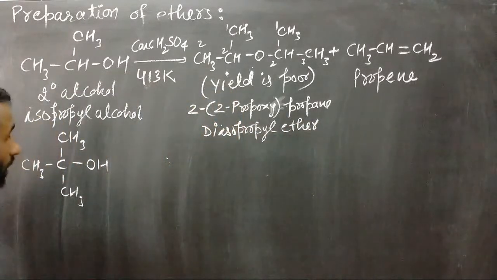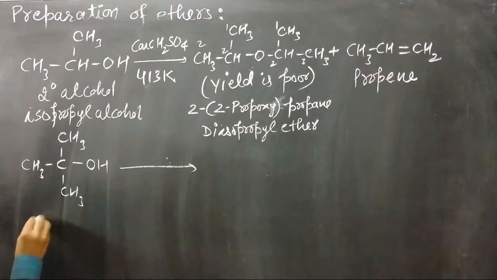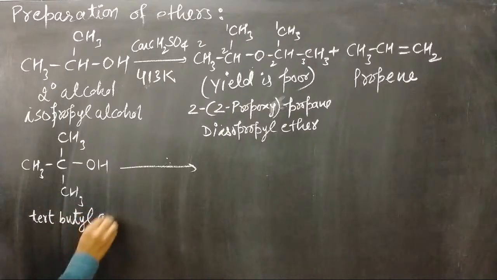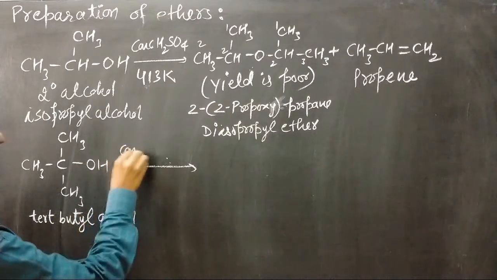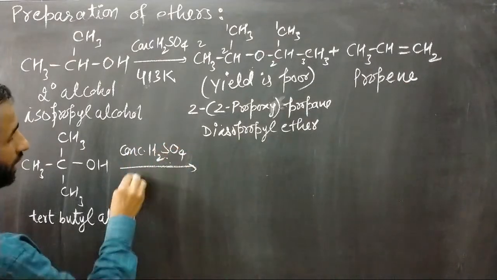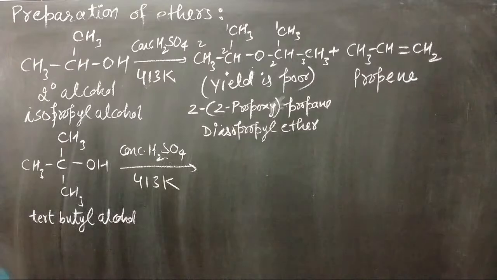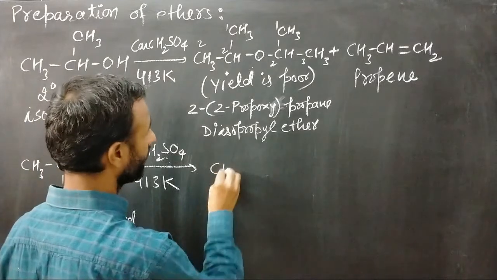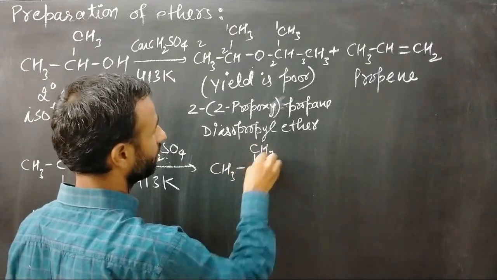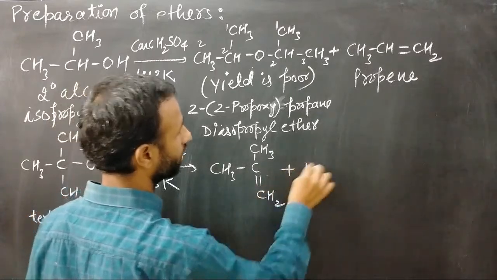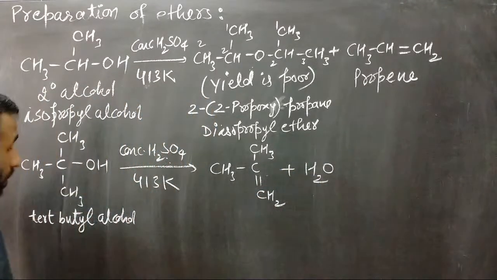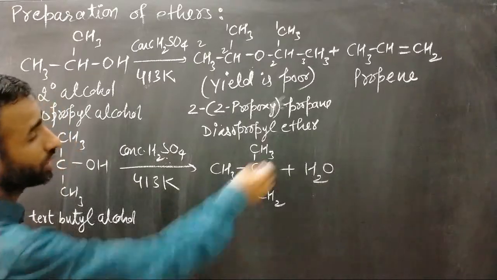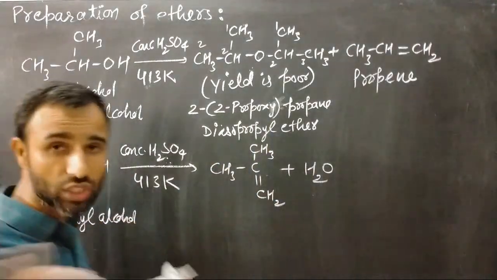Di-isopropyl ether. Now we have tertiary alcohol. This is actually tertiary butyl alcohol. Same conditions at 413 Kelvin. So what is the product formed now? So in this case we get exclusively alkene as the product. Here only dehydration of alcohol takes place and we get ethene. Only alkene. Okay. So what is the name of this alkene? Ether is not formed in this case.